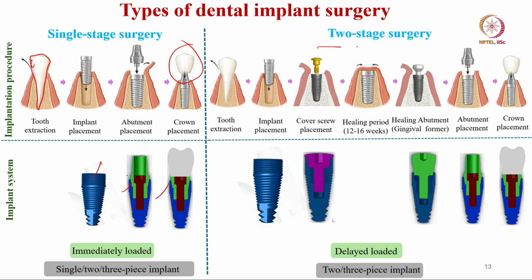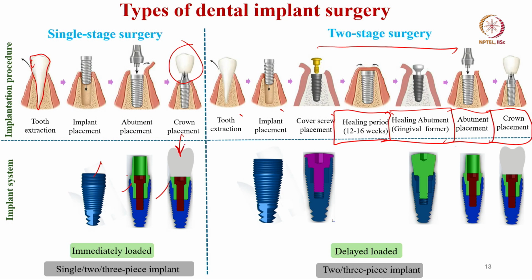double piece. So, two-piece surgery is the two-stage surgery. So, tooth extraction, implant placement, cover screw placement. Then you allow healing to take place, depending on the patient's conditions around 12 to 16 weeks, sometimes even shorter. Then the healing abutment, the gingival former, is placed, then the abutment is placed, then the crown is placed. So, there are two types of loading conditions, crown loading I am talking about. Whenever you are talking about loading, we essentially refer to the crown or prosthesis, immediate loading or delayed loading.